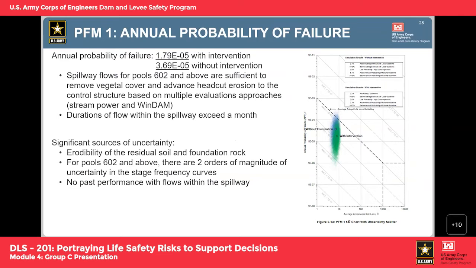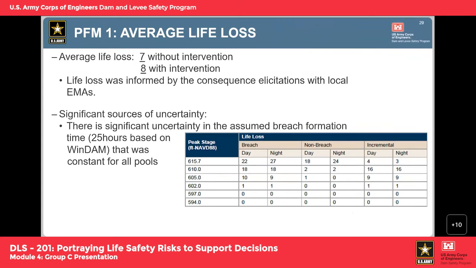And next up is the life loss. So the average life loss is 7 without intervention and 8 with intervention. As previously mentioned, there was a consequence solicitation which was used to inform this.